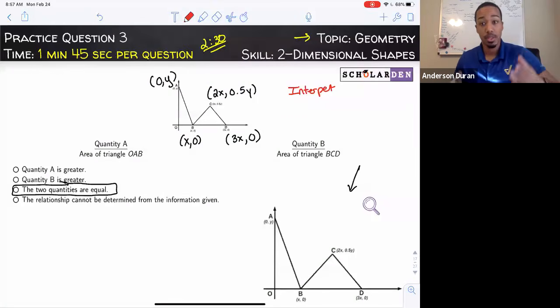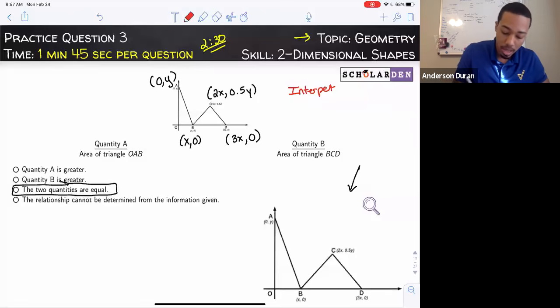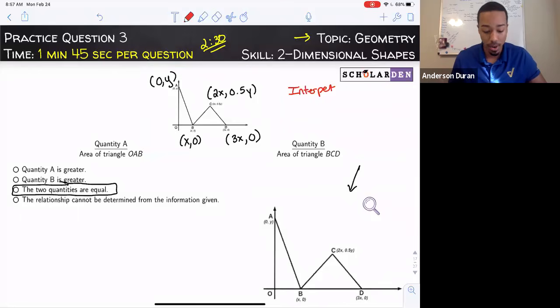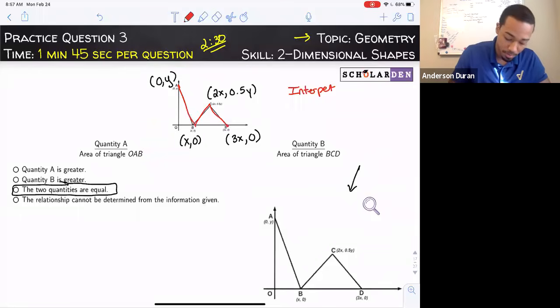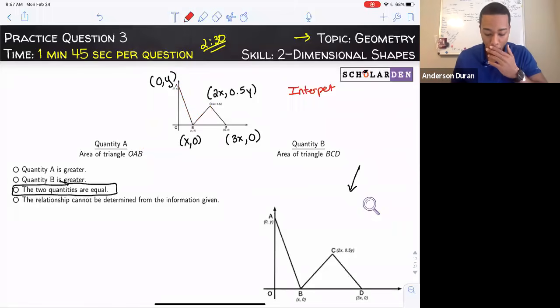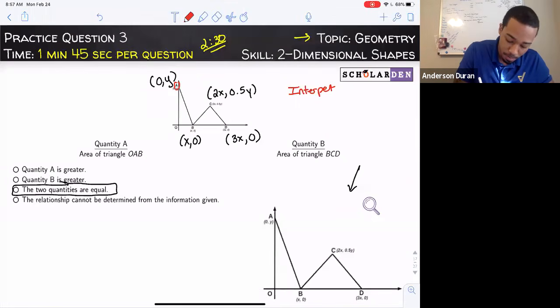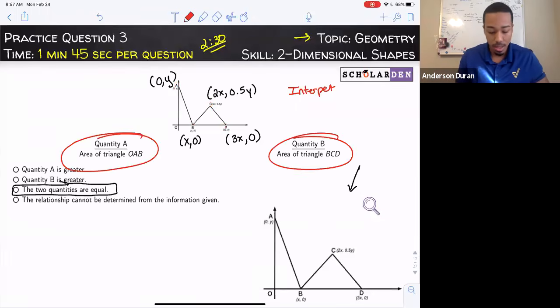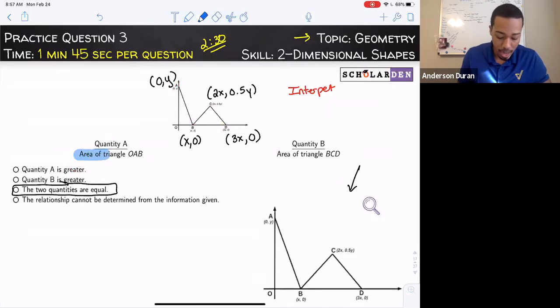Step one, let's read the question. I'm looking here and I see, okay, I'm looking at a graph. I don't know what this means yet, but I'm just looking at a graph and I see that we have these lines, and points A, B, C, D, but again, work quickly. What am I trying to find? Look at the quantities. Oh, they both say area. In quantity A, it's the triangle OAB. With quantity B, it's triangle BCD.